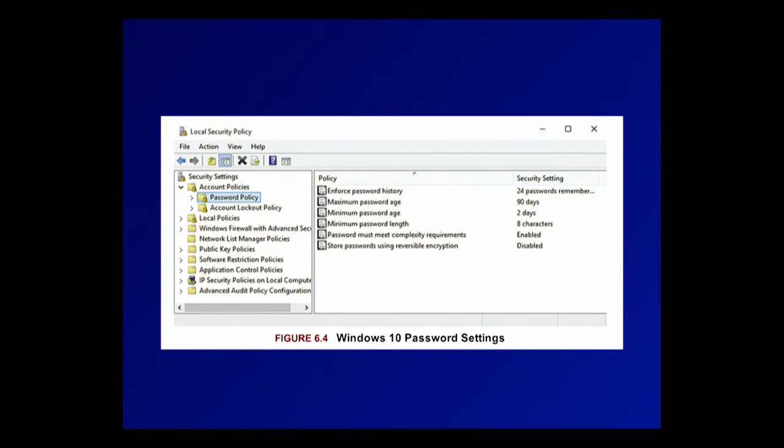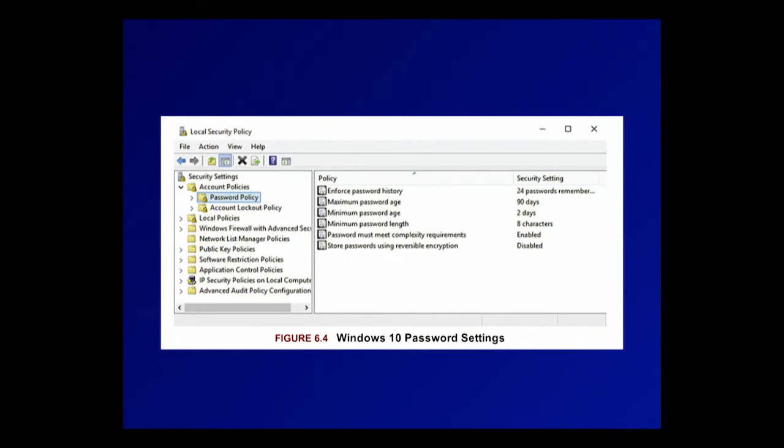I mean, length and complexity requirements are some attempt to prevent you from choosing easily guessed words, but that's turned out not to be very effective. And this reversible encryption is essentially the same thing as storing it in plain text, and that's disabled on all modern versions of Windows. The only reason you would enable that is because you want to be interoperating with something like Windows XP. It's terribly unsafe to turn that on, and I don't know anybody who turns it on willingly these days.